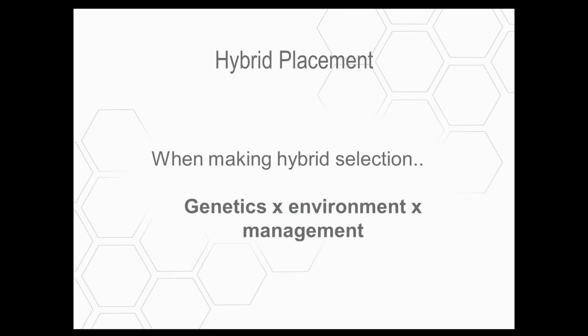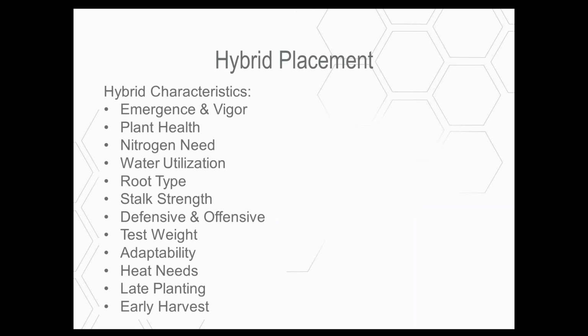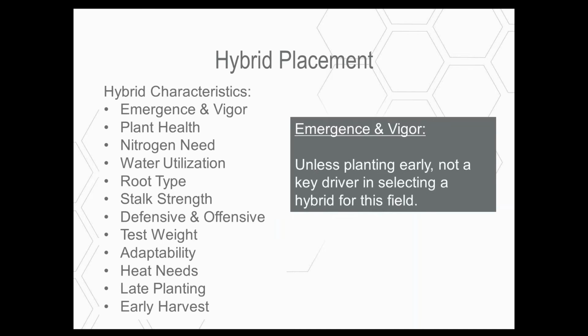So for today, we're looking at a small portion of the environment based upon our SSURGO maps. So the environment is what we're kind of digging into today. So here's a list of hybrid characteristics that we could potentially look at when trying to select a hybrid and deciding where to place that specific hybrid. So emergence and vigor. Unless we're planting early, I don't really see emergence and vigor as a key driver in selecting a hybrid for this specific field based on the information that we gathered from the SSURGO map.